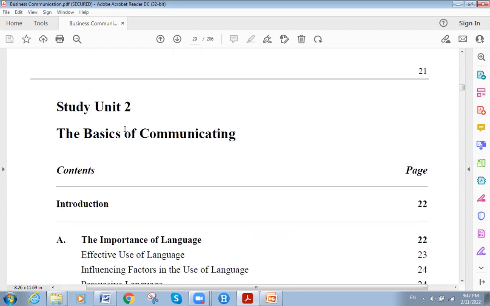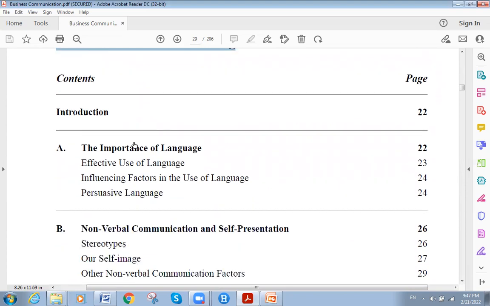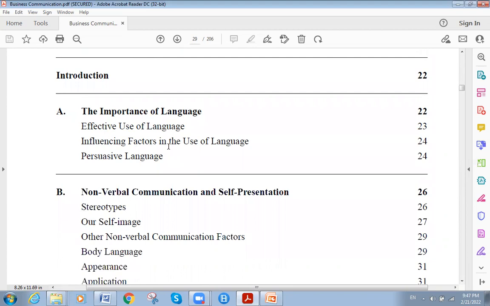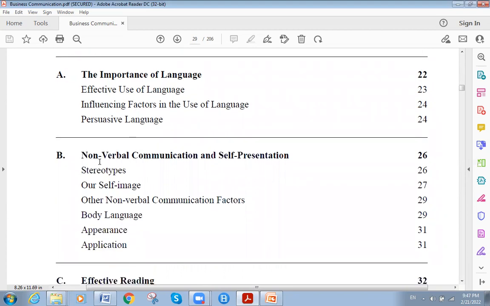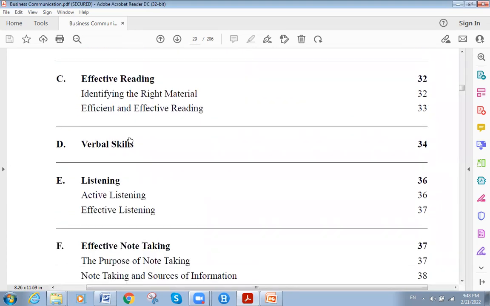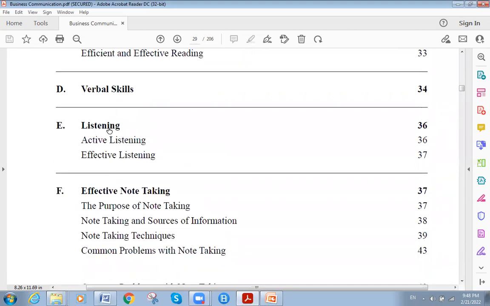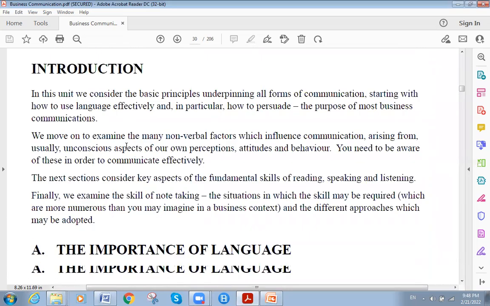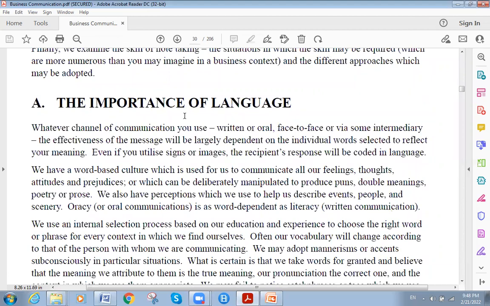In this part, unit 2, we will talk about the basics of communicating. First comes the language: how to use the language effectively, influencing factors, and persuasive language. We'll talk about nonverbal communication and self-presentation, effective reading, verbal skills, listening, and effective note-taking. Those are the points we will cover in this part of the lecture today.